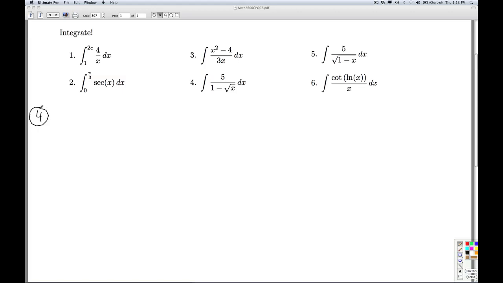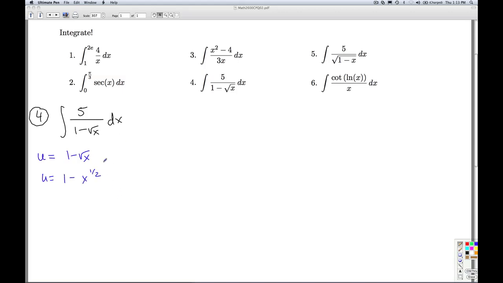Okay, number 4, we're asked to find the antiderivative of 5 over the quantity 1 minus square root x dx. This doesn't immediately strike us as being any of the integration forms we've seen before, so we're going to make a substitution, and we'll let u be the denominator. So if I let u equal this, I can rewrite that as 1 minus x to the 1/2 power.